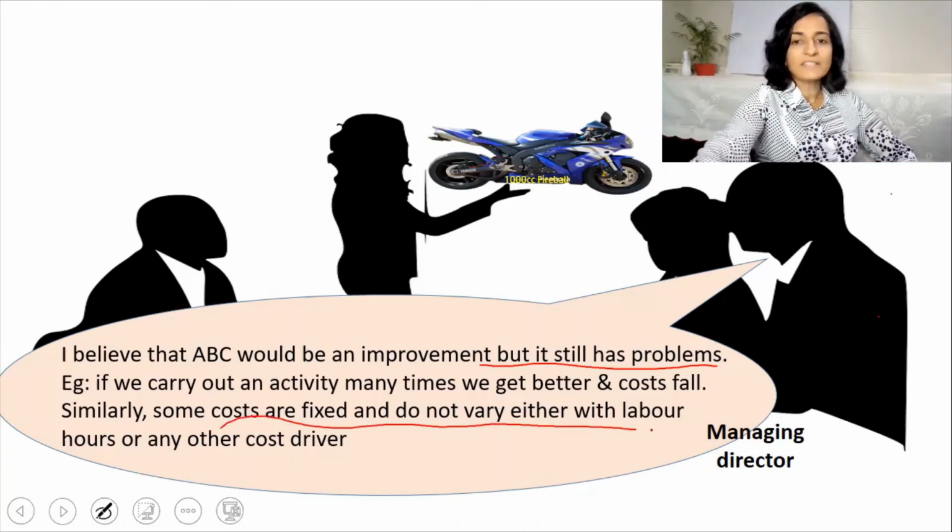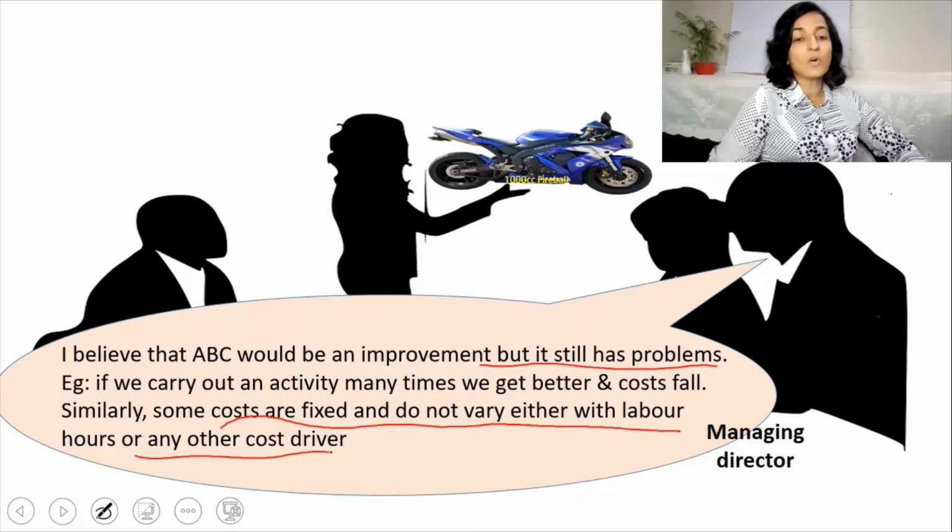Similarly, some costs are fixed and do not vary either with labor hours or any other cost driver. This is also true. Now take an example of workman compensation insurance. This is the insurance premium that you pay for providing compensation to the employees in case of an accident or a death. Can you relate it to any particular product? Can you say that the accident is because of this product? Accidents can happen with the machinery of any product, right? So you cannot divide the workman compensation insurance between the products by a suitable cost driver because there is no cost driver for it. It is just a fixed cost. So that is the meaning of the sentence.